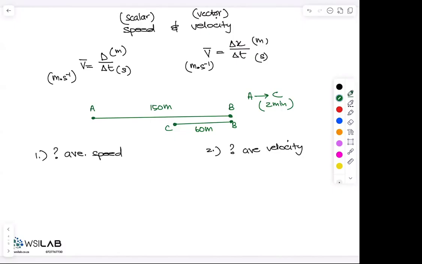Very good. Okay. Very important: you have to write down the equation, otherwise you're going to lose marks. Speed is distance over time, delta t, or change in time. The average speed is 210, and then 2 minutes becomes 60 seconds times 2.